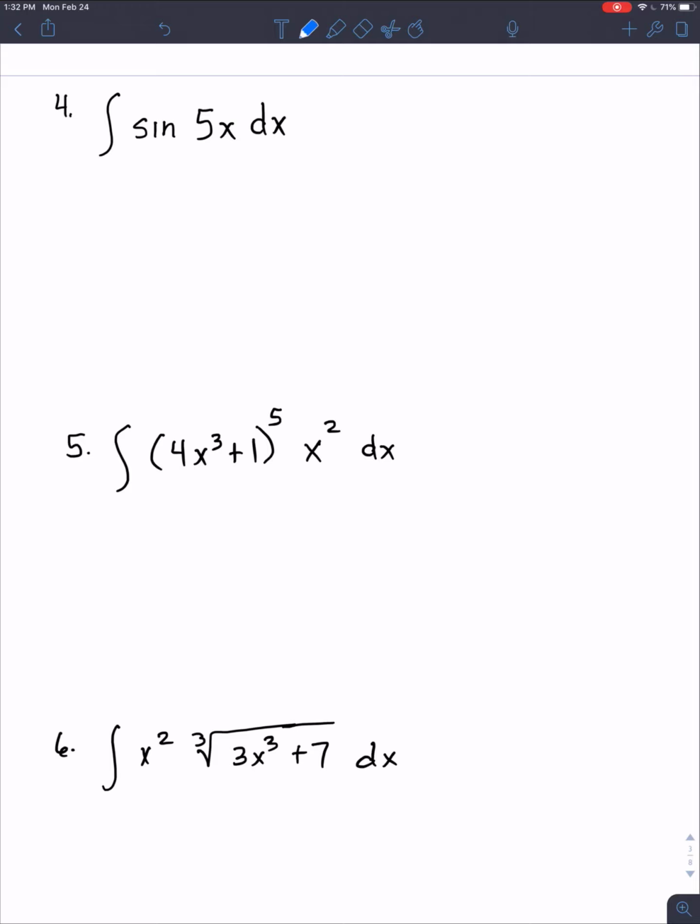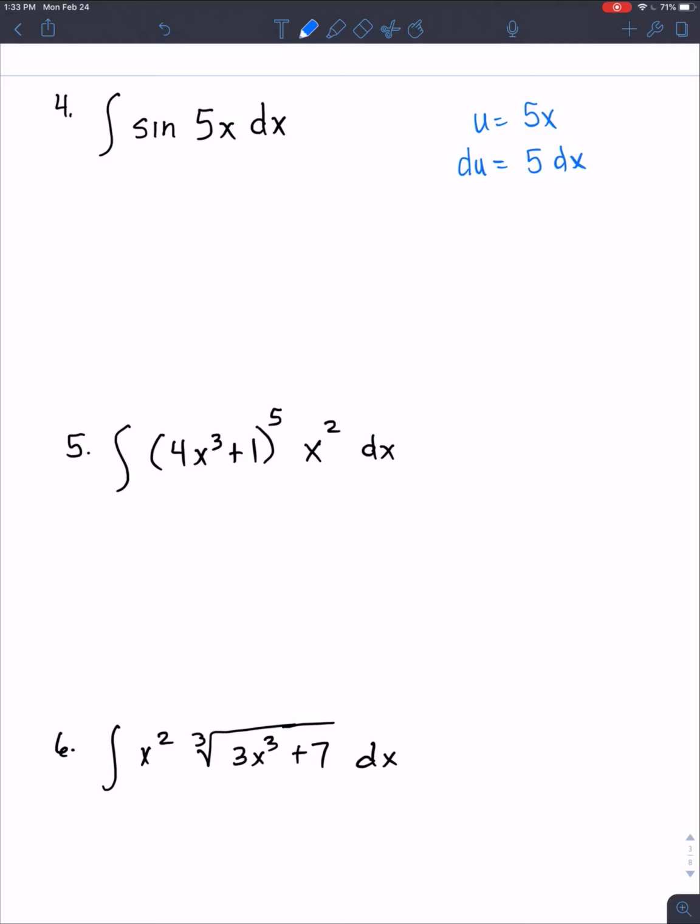Alright, continuing from here, we're going to just keep working through examples until you can start to get the hang of this. So now we have a trig function, sine of 5x dx. For this one, your guess at u is going to be the 5x portion of that. Okay, so with u, we calculate du, which is just the derivative, which would be 5 dx.